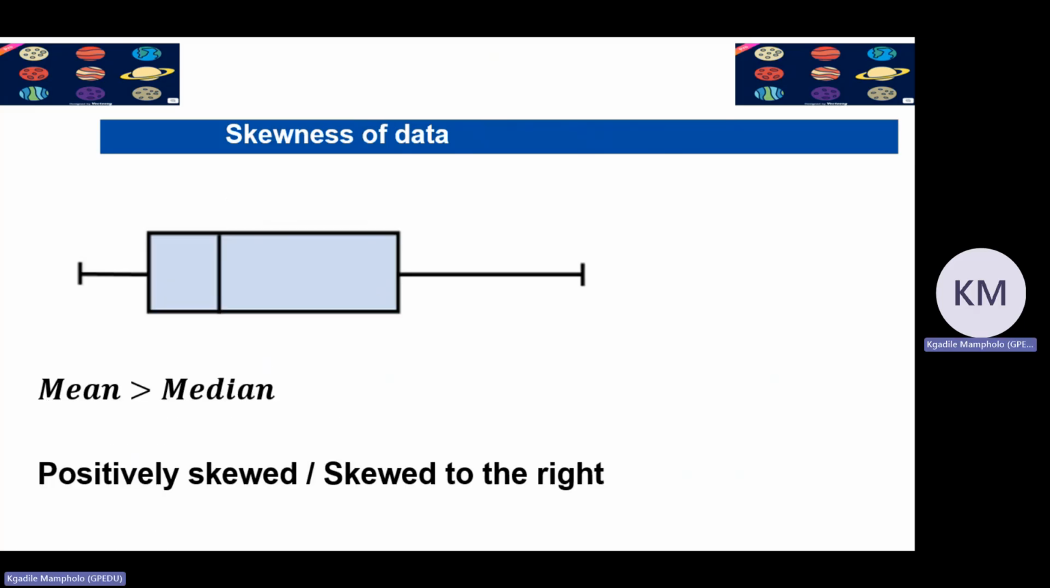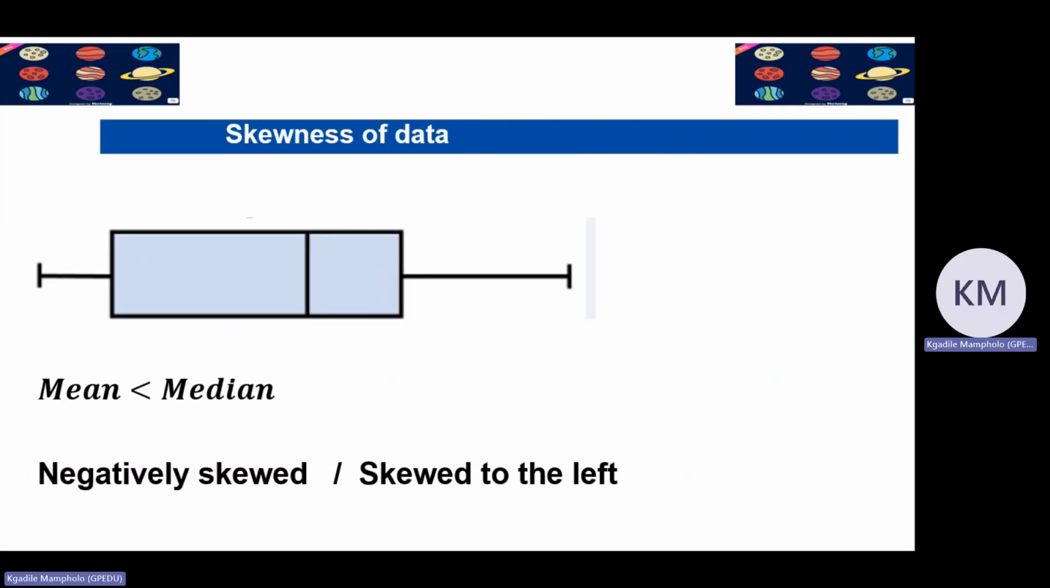Now, if the mean is greater than the median, normally the box and whiskers will be like this, where the scores between Q1 and the median are more clustered, while the scores between the median and Q3 are more spread out than they are on the left-hand side. So in this case, the mean is greater than the median, then we'll say the data is positively skewed or skewed to the right.